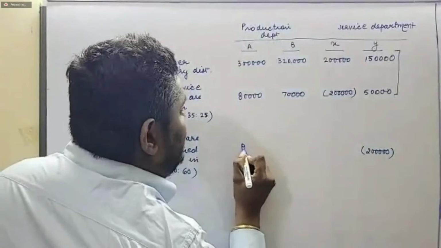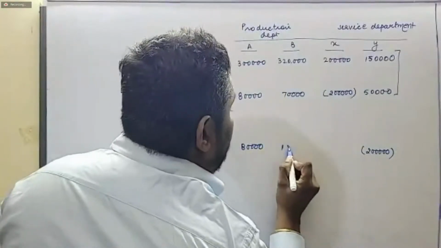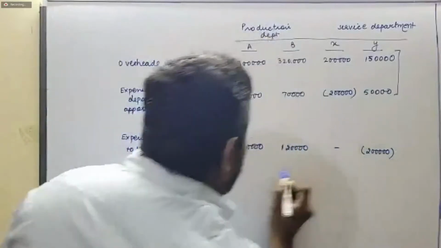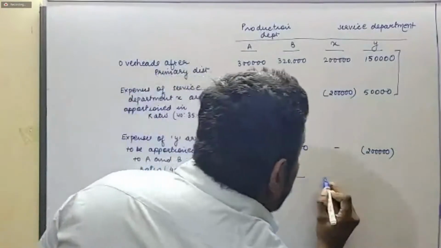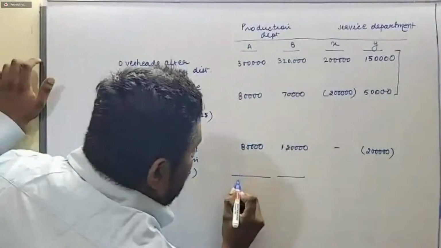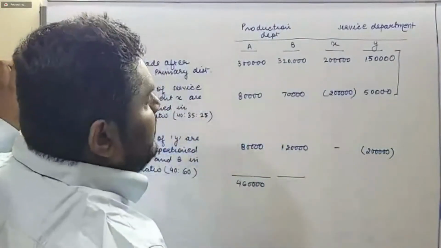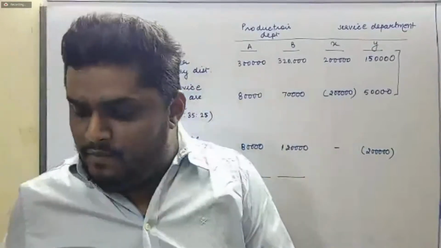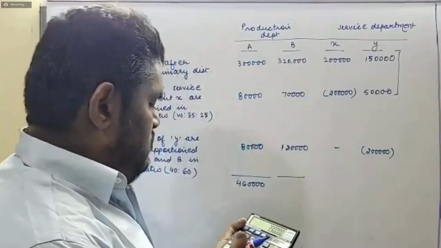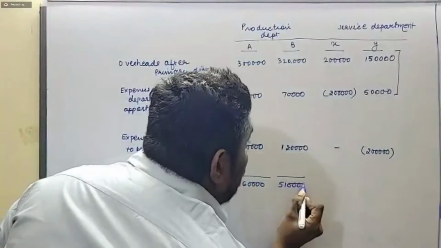So 2 lakh will be distributed among A and B in the ratio of 40:60. So this will be 80,000 and this will be 1,20,000. So now the overheads are already distributed. So this will be 4,60,000 and this will be 5,10,000.